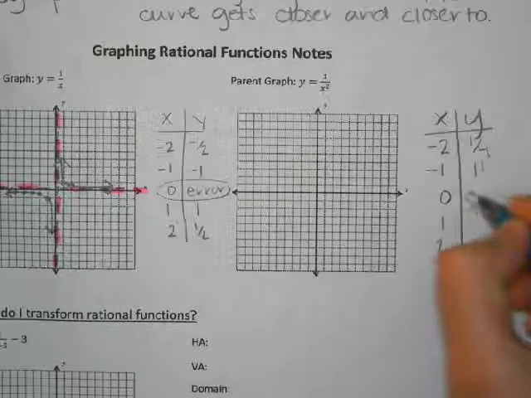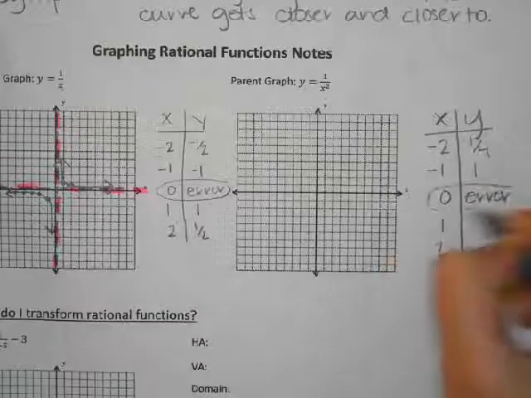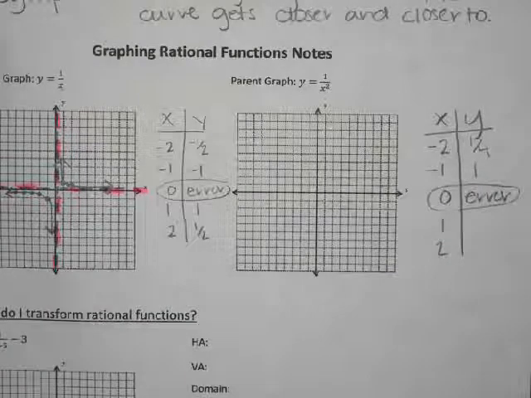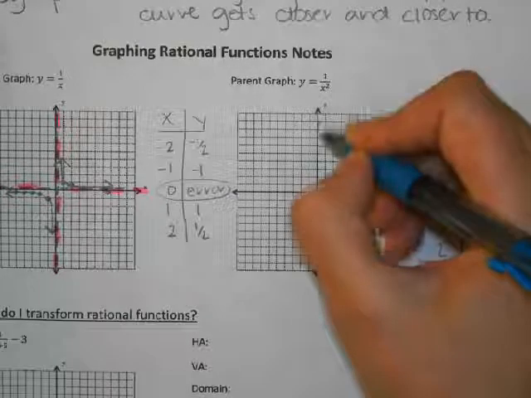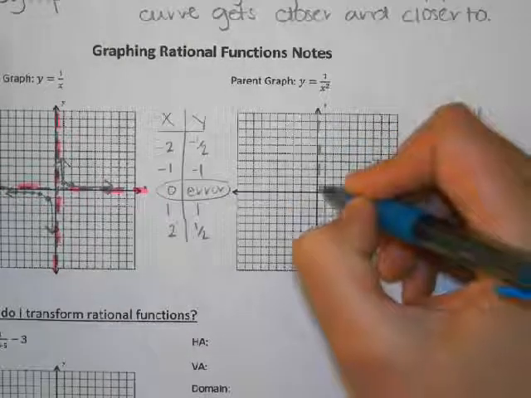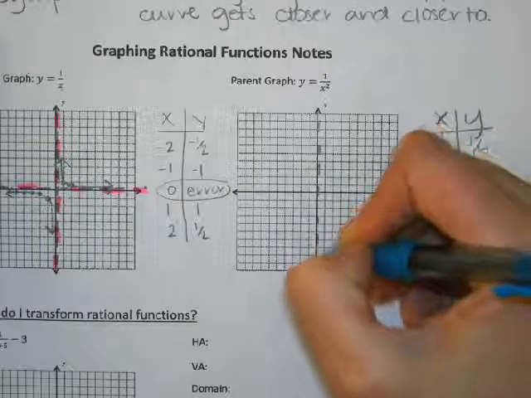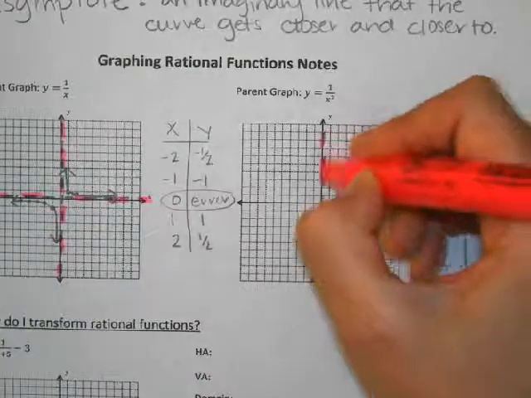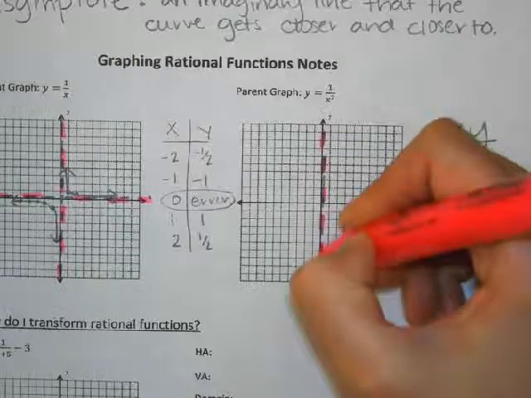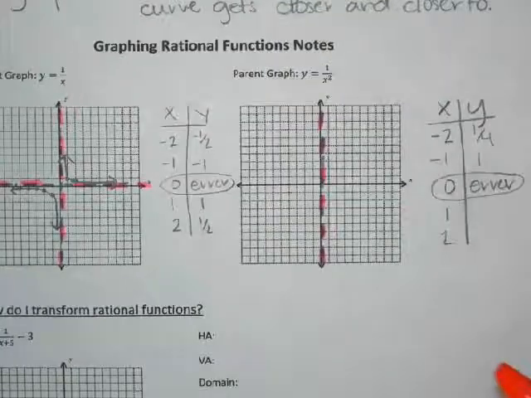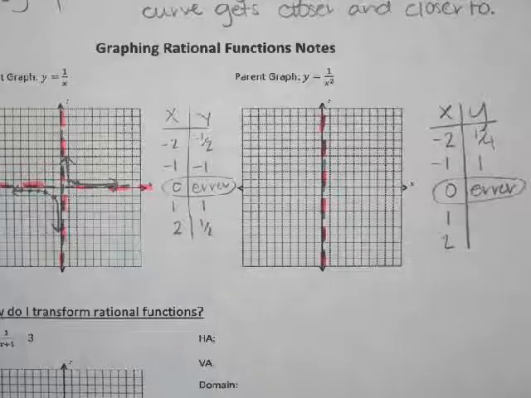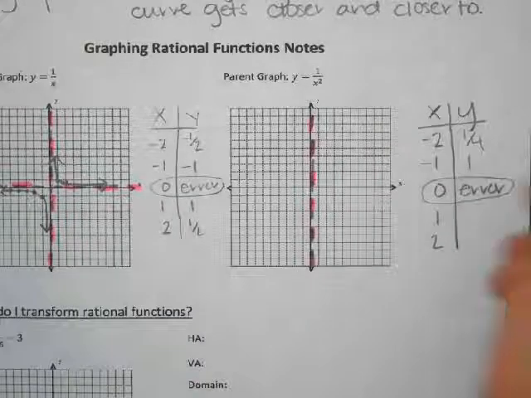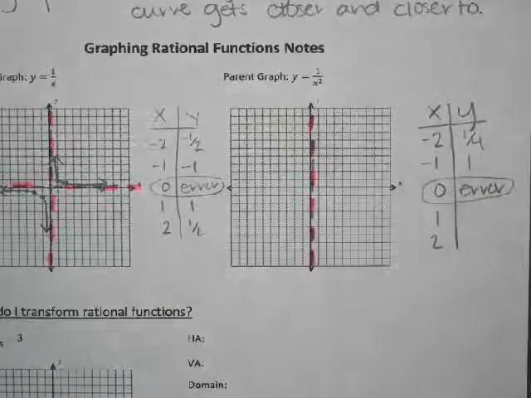What happens when you plug in 0? Error. So what does that mean if we plug in 0 and get an error? What do we have? An asymptote. Okay, let's go ahead and draw it. And this is a vertical line, so we're calling this a vertical asymptote. And it only becomes an asymptote when it's at 0, correct? Yep. All right, what happens if you plug in 1? What happens if you plug in 2?